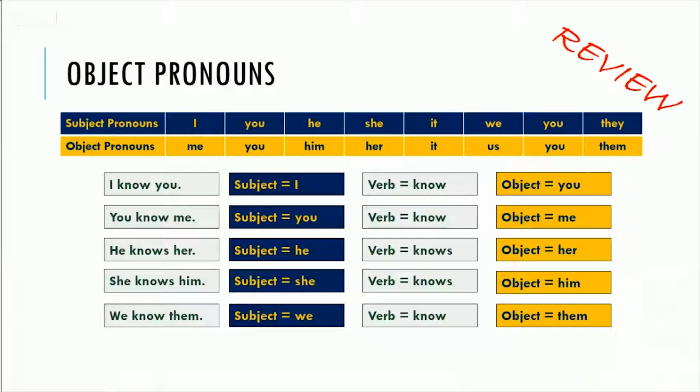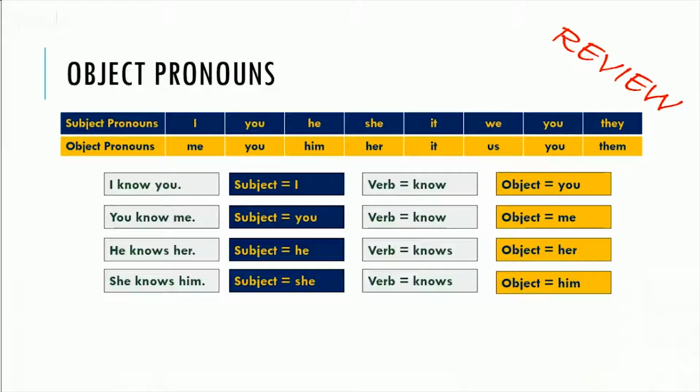He knows her, the subject is he, the verb is knows, the object is her, right? And then I want you to see the difference between this one and the next one. She knows him, the subject is she, the verb is knows, and the object is him. And what we have there in those last two is that the verb has an S, and the verb has an S because like we discussed last time, the verb has an S because it's third person singular. So when the subject is third person singular, the verb in the simple present, you need to put an S. So that's why we have he knows, she knows, right?